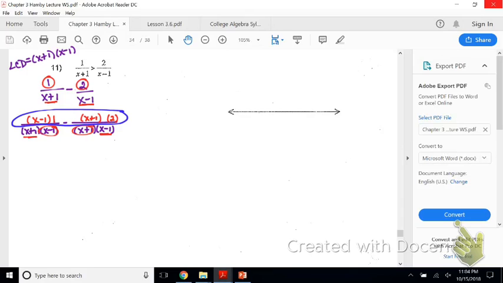Now I have x minus 1 times 1. And so I can just, well, actually I'm just going to write that out. So x minus 1, and that 1 at the end is by itself, so I'm going to put it in the front. Minus, and then I have x plus 1 times 2. 2 is by itself, so put it at the front. Over my least common denominator.